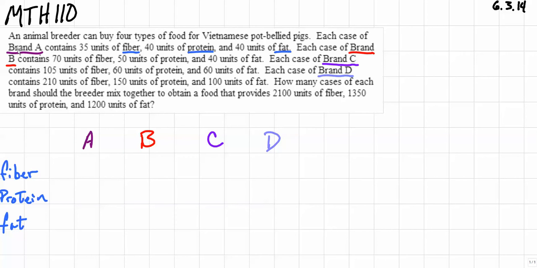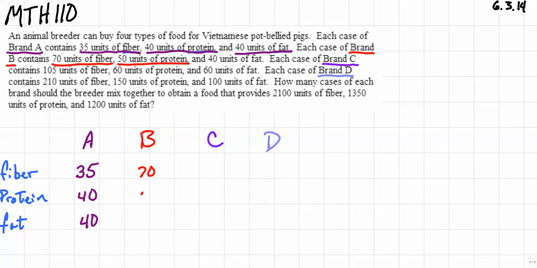So let's go ahead and start with brand A. Brand A, we know that it contains 35 units of fiber, so I will put that right here. It contains 40 units of protein, I will put that right here. And then it contains 40 units of fat, and we'll put that right here. Then we'll talk about brand B, which contains 70 units of fiber, we'll put that there, 50 units of protein, and 40 units of fat.